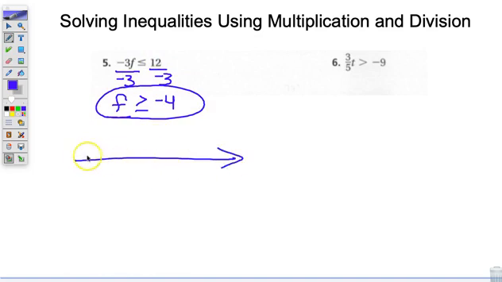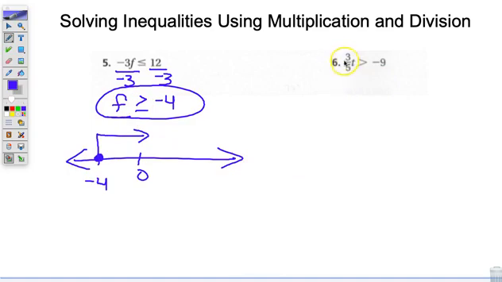Once again, supplying the graph that would accompany the answer, we have 0 identified and -4. Now, because we have a greater than or equal to symbol, we need a solid circle at -4. Since f is greater than or equal to that, it would be bold to the right.